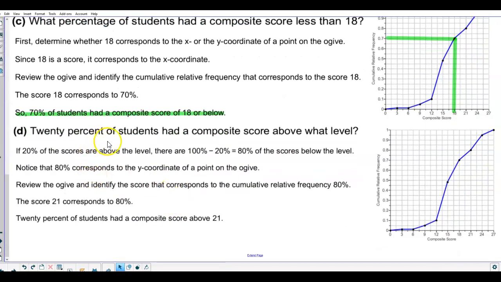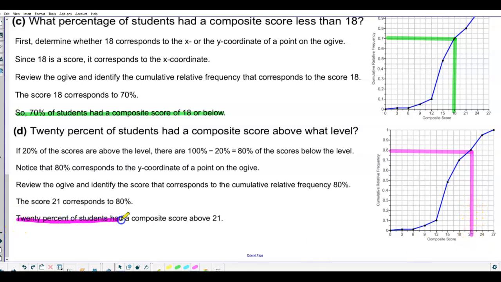Now in part D, it says 20% of the students had a composite score above what level? So if 20% of the scores are above the level, then there are 100 minus 20%, which equals 80% of the scores that are below the level. So notice that 80% corresponds to the y-coordinate of a point on the ogive. So review the ogive and identify the score that corresponds to the cumulative relative frequency at 80%. Well, if we take our 80% and then scroll down here, we're going to get a score of 21.